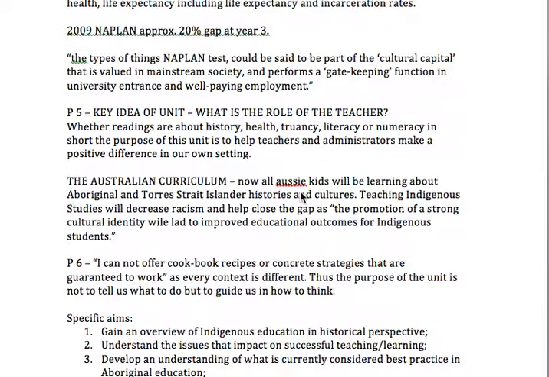It does seem to have a lot to do with social justice. So whether what we're learning about is health, truancy, educational outcomes, the history of Indigenous people in Australia, it's all supposed to be about how it's actually going to make a difference in what we're doing in our teaching, a practical difference.